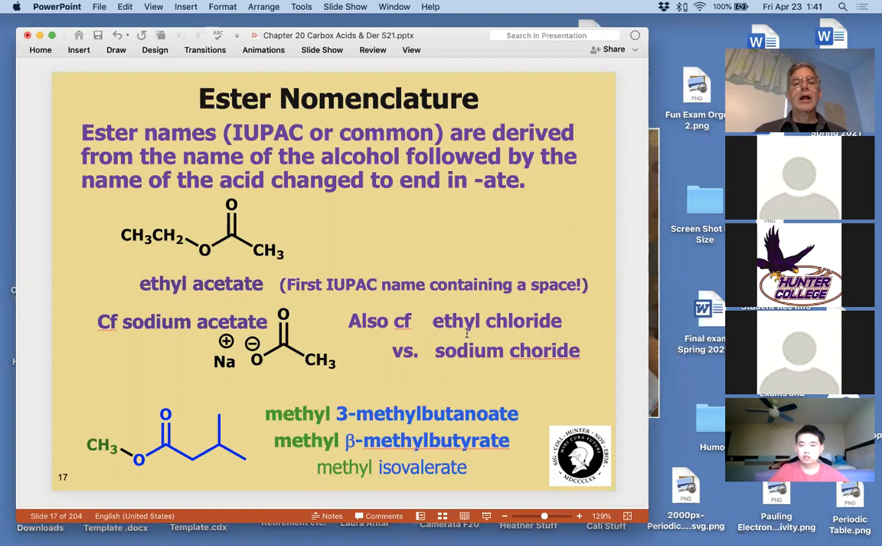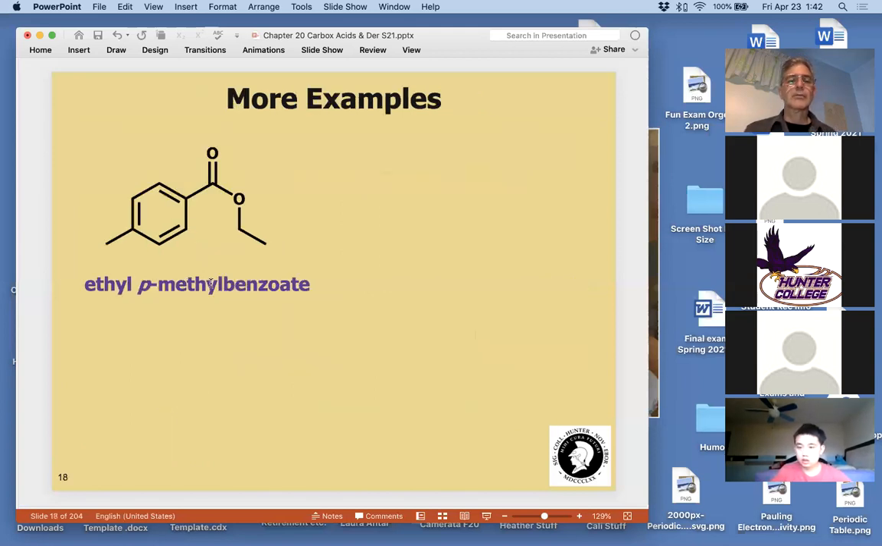Okay. Oh, I didn't emphasize here. Let me emphasize. These are always spaced. It has 2 carbon chains, right? Separated by an oxygen. So there's inherently a space in the name of esters, but not ethers. So here's just some more examples.